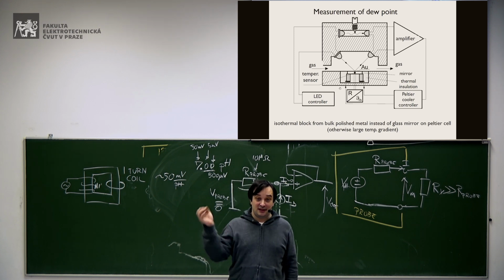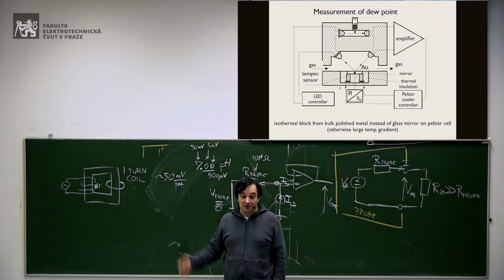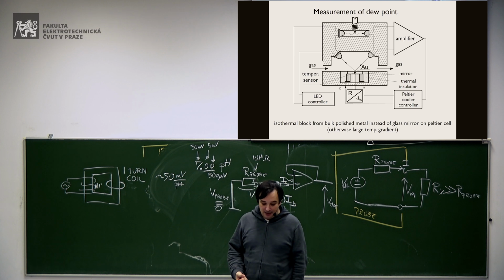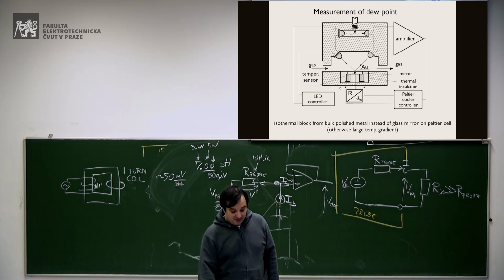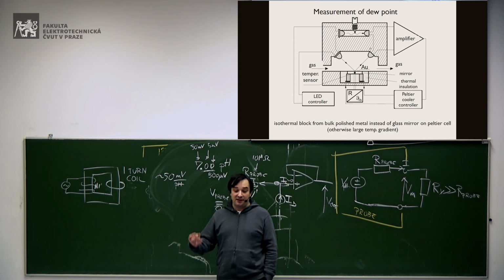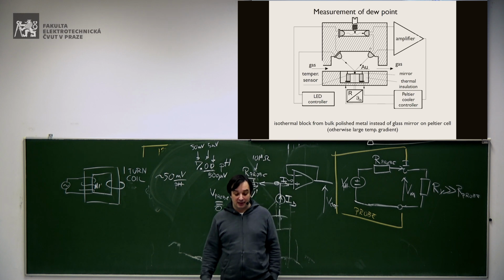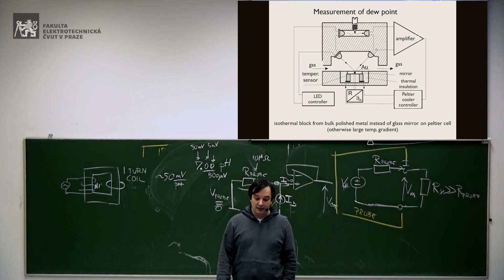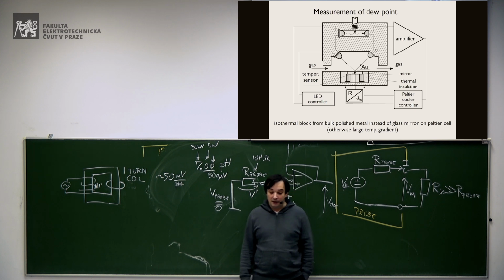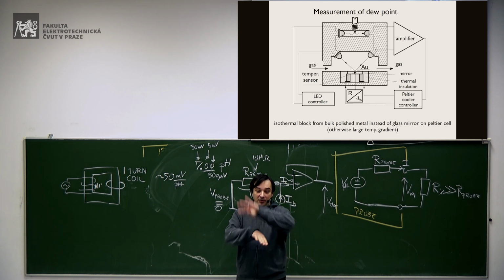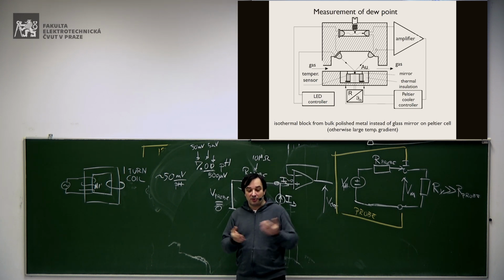You have there your Peltier cell, send some current, you don't care about energy now, and you cool down this mirror, okay? And then what happens? You have a source of light, which is reflected by this mirror and received by a photodetector. And if there is no dew, the mirror is reflecting perfectly, and Bob's your uncle, no problem.